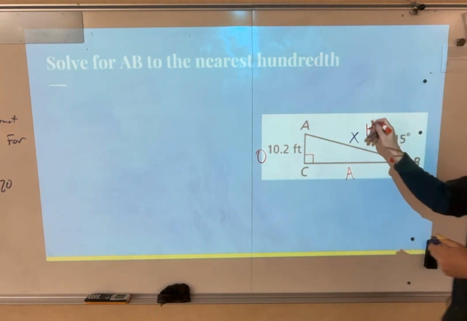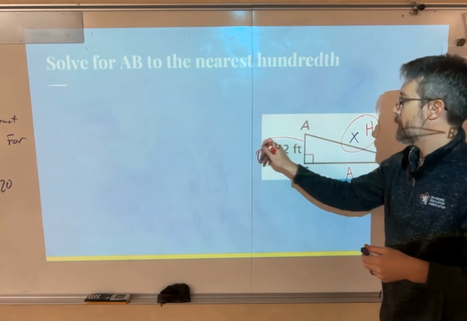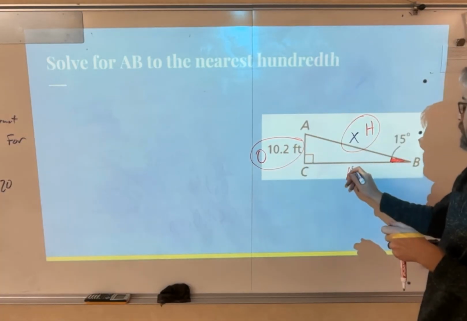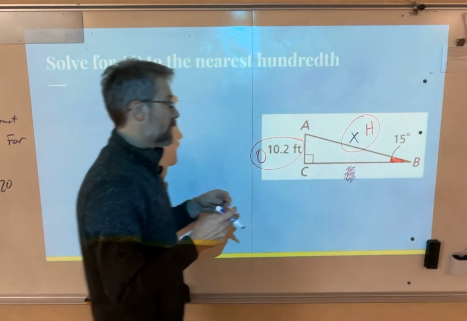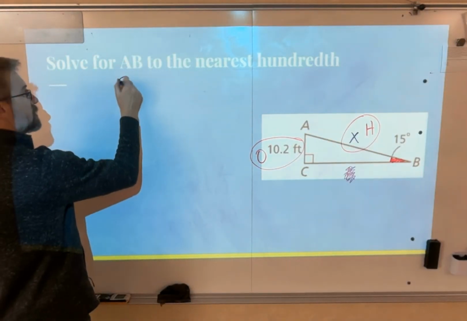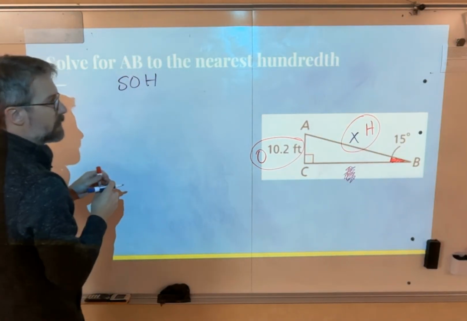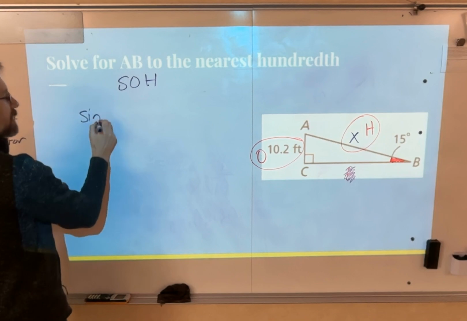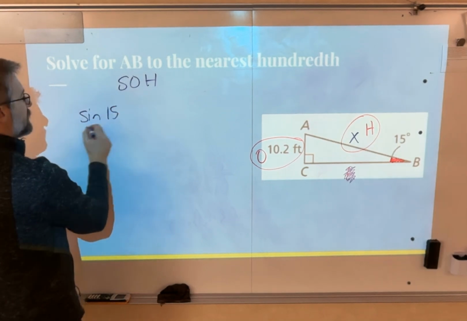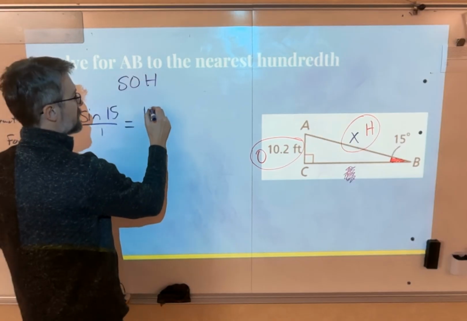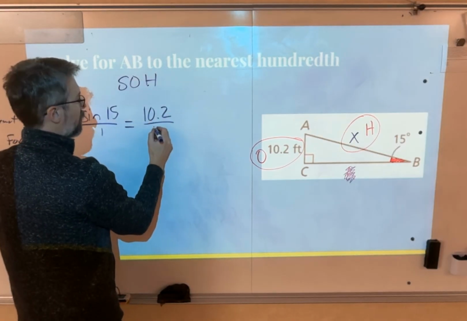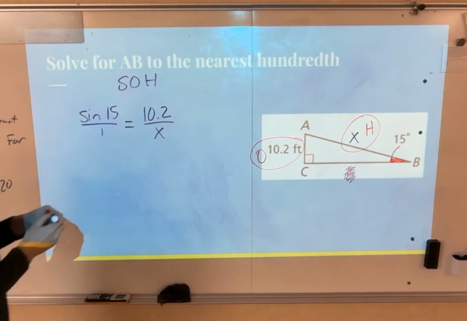Which trig ratio? I'm looking for my hypotenuse. I have my opposite. Don't care about the adjacent, not using it. So which one uses O and H? Sine of our angle, 15 over 1, is equal to opposite, 10.2, over the hypotenuse x.